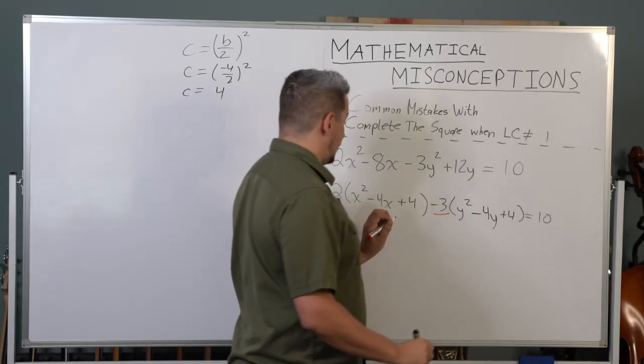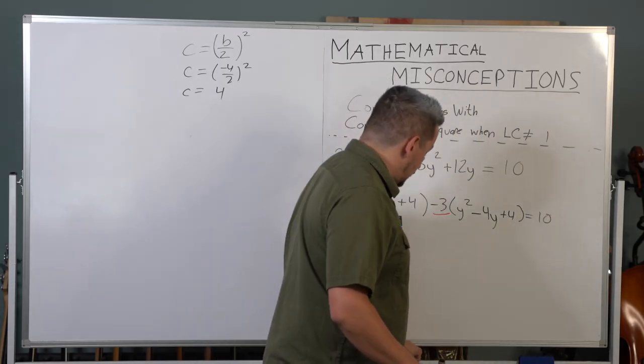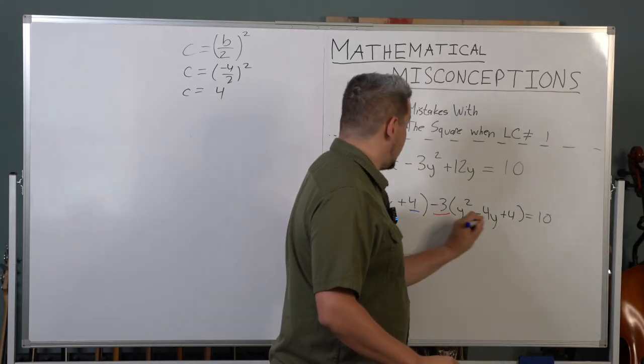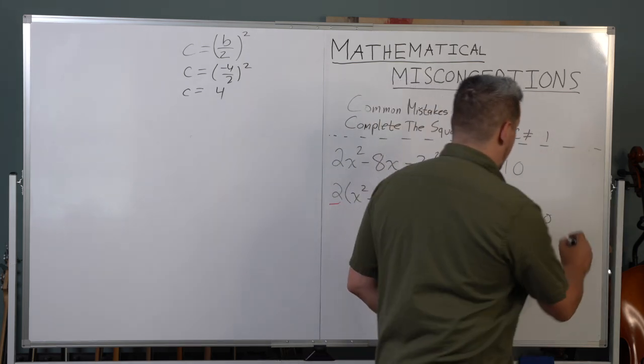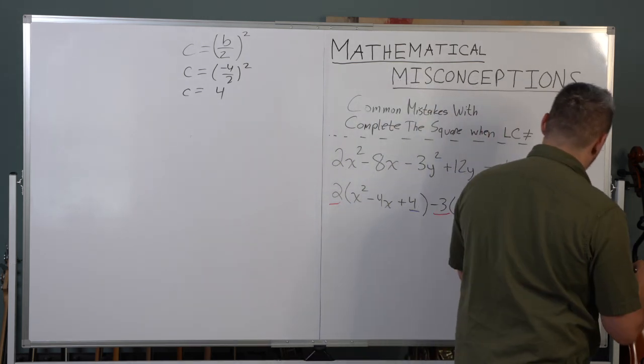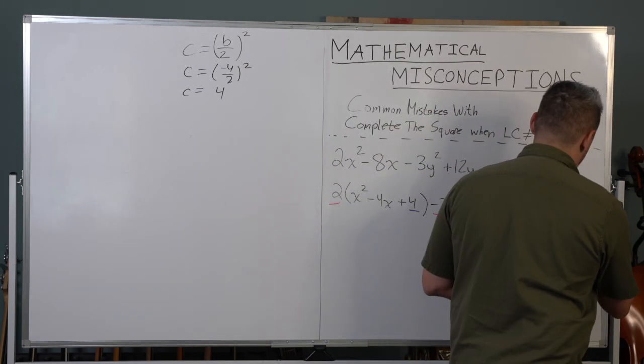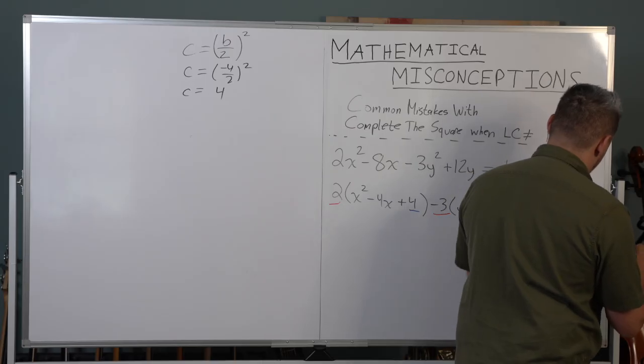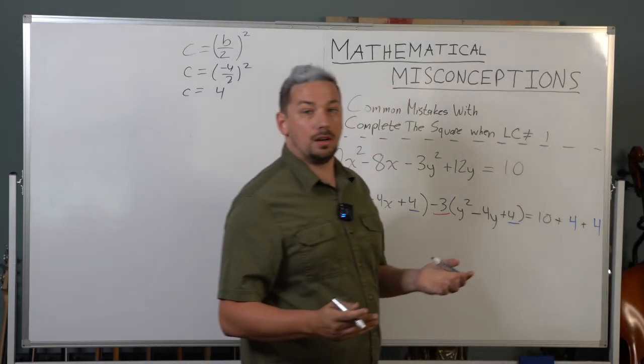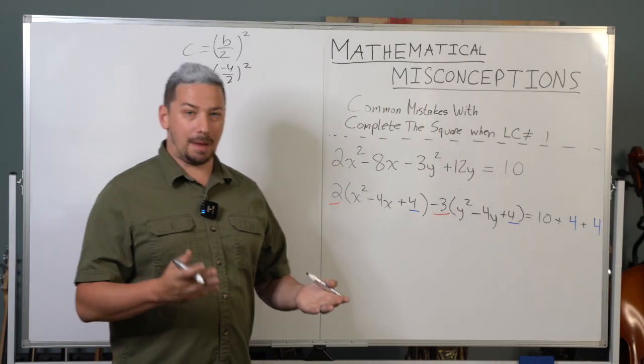And you may be looking like this. Okay, I have, let's use a blue pen right here, a 4 right here and a 4 right here. So it's going to be +4, +4. Okay, so that's a good start, but the question is, is it actually balanced?